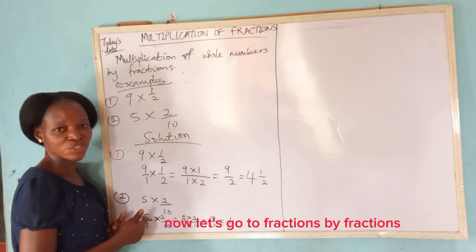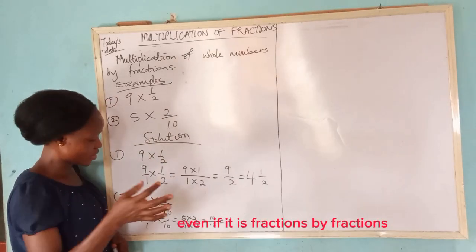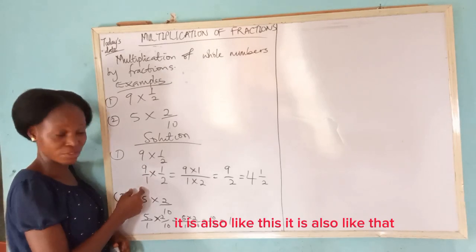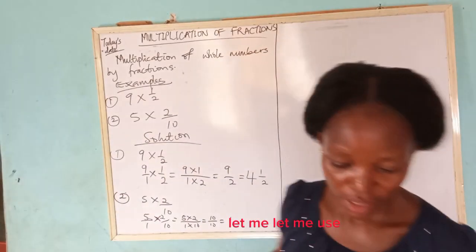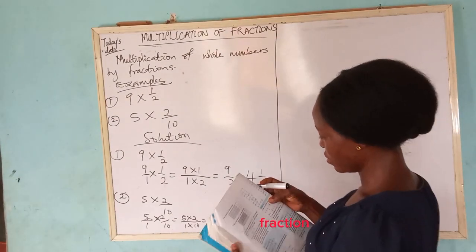Let's go to fraction by fraction. But there's one thing I want you to know. Even if it is fraction by fraction, it is also like this. You can see that we've turned this one also into a fraction. It is also like that. Now let me use a fraction by fraction.